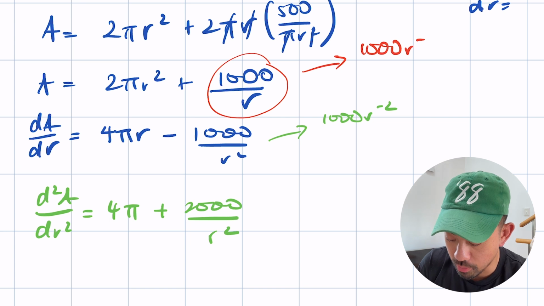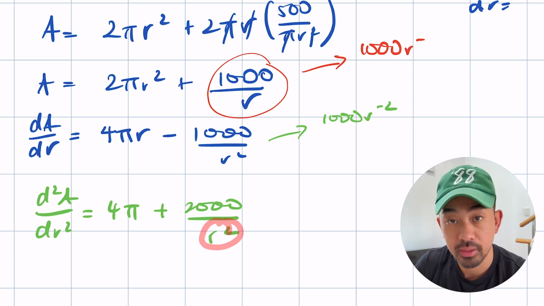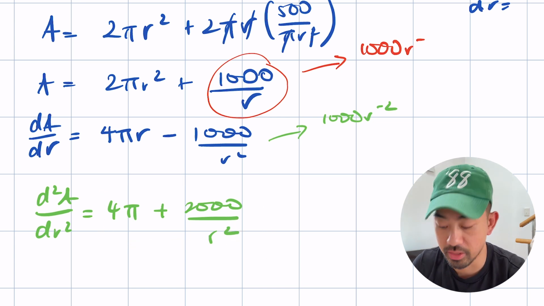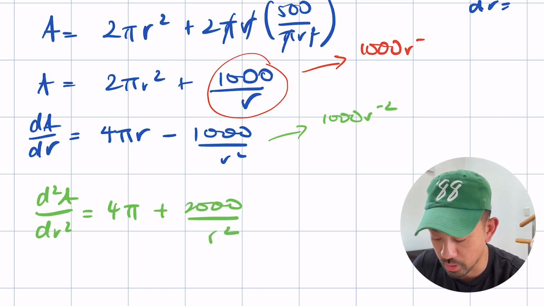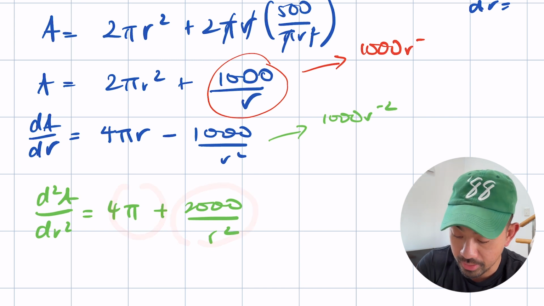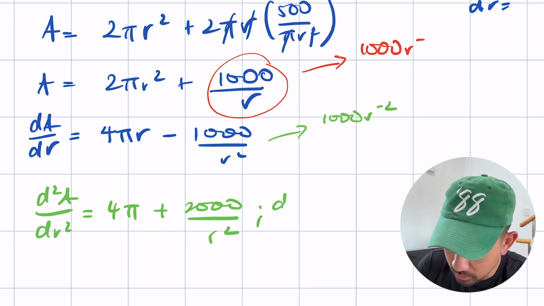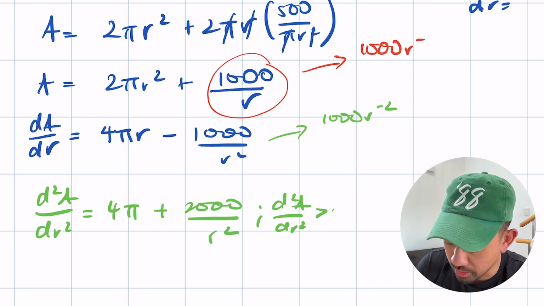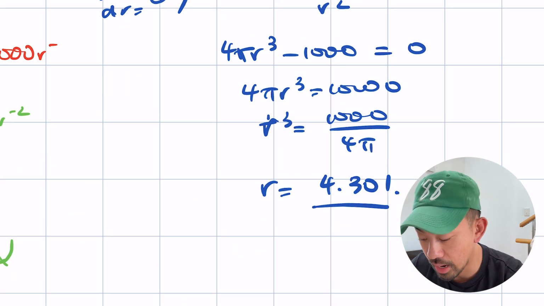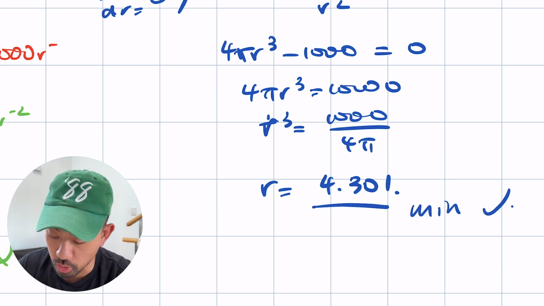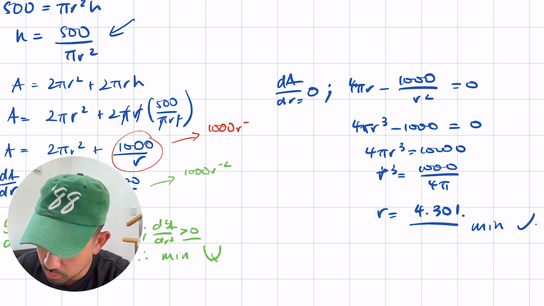And now you'll notice, no matter what value I put in for r, this whole thing is always going to be greater than 0, okay? Because it's squared, so anything squared, even if it's a negative, is going to be a positive number. So if that's positive plus a positive, I know that the second derivative is always going to be greater than 0. So therefore, we are going to have a minimum, because remember, greater than 0 means concave up. So therefore, r is equal to 4.031 is your minimum. To find your height, you just go back to your original h is equal to 500 over pi r squared.